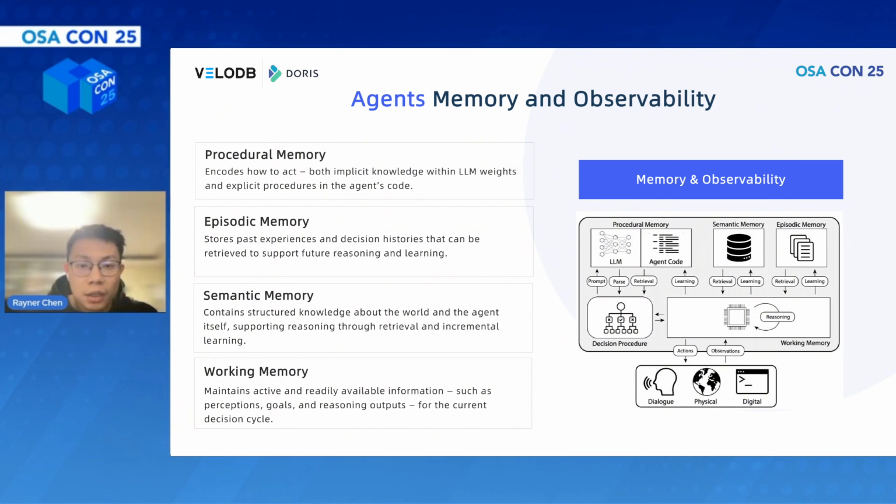episodic memory. This stores the agent's past experiences and decision histories, which it can retrieve for future reasoning. And the last one is working memory. This maintains the active, immediately available information needed for the current decision cycle.